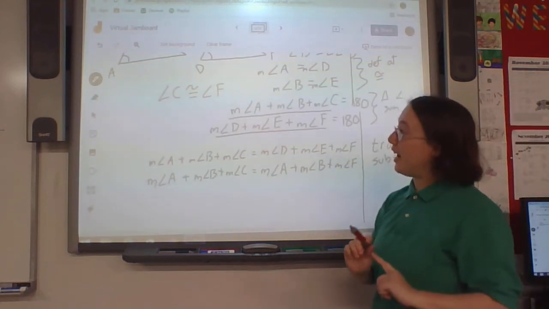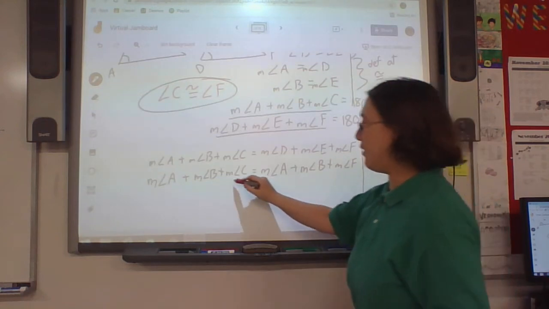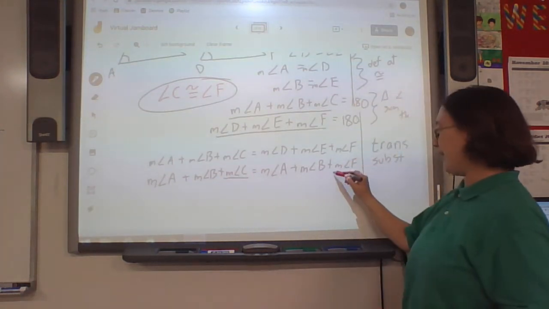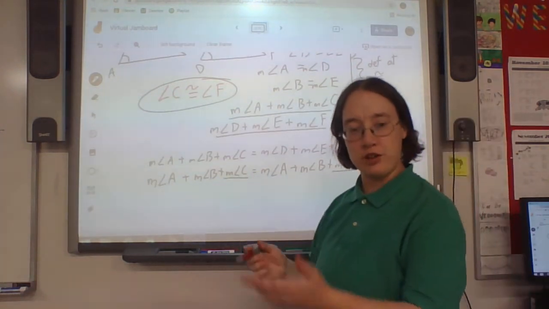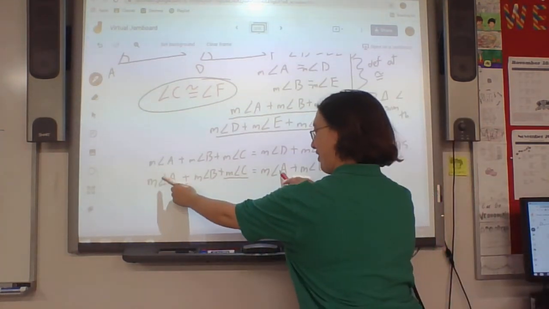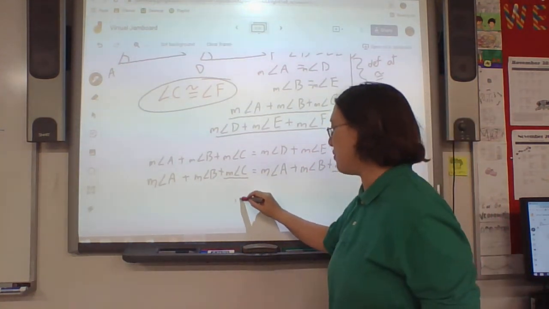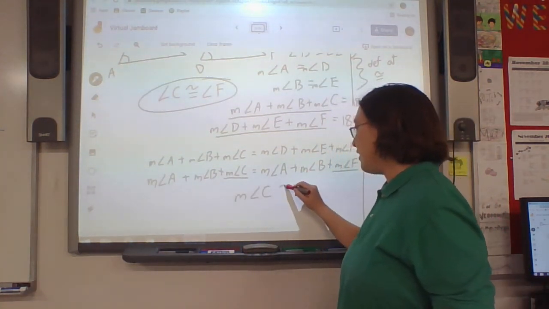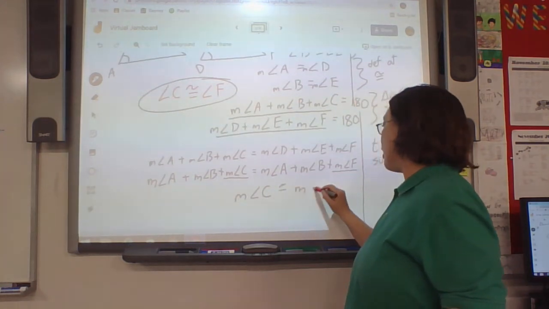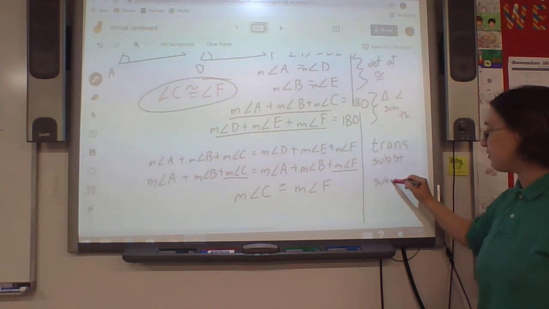Okay, almost done. Because now, if we want this, we have most of that. So we have angle C and we have angle F. We just have some extra stuff. But now that extra stuff matches. So we can cancel out our angle A's and our angle B's. So a little bit of subtraction gets us to the measure of angle C is going to equal the measure of angle F. So that's subtraction there.